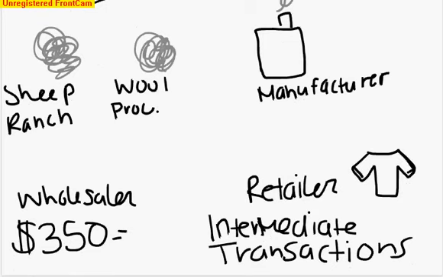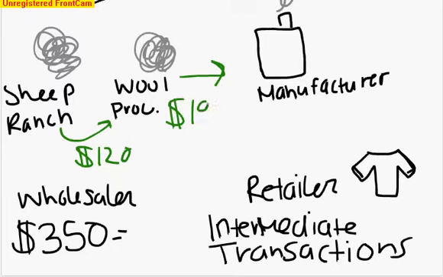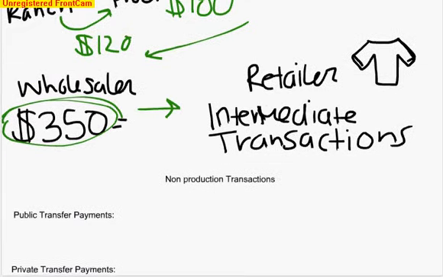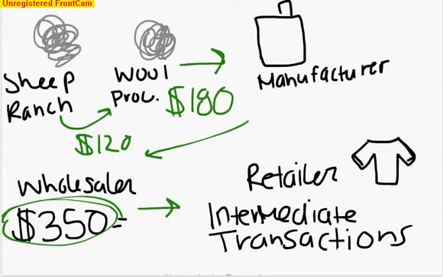So let's say a sheep ranch sells a certain amount of wool to a wool processor for $120, who then sells it to a manufacturer for $180, who then sells it to the wholesaler, kind of running out of room there, who then sells it to a retailer for $350. So the price of $350 is going to include all the intermediate transactions that we just talked about, leading up to the final sale of the suit for $350. So the production and sale of the final suit generated $350 worth of output. That would be included in the calculation of GDP.